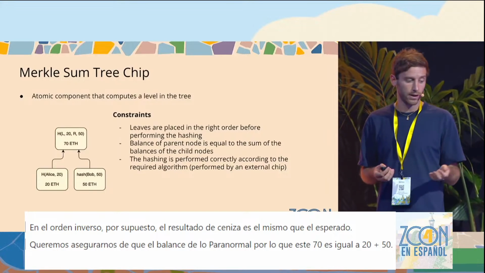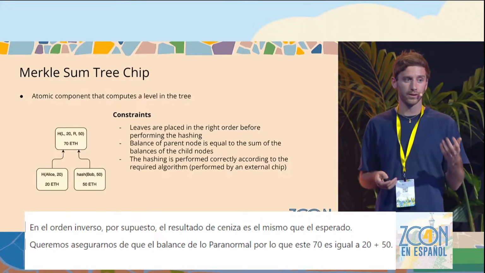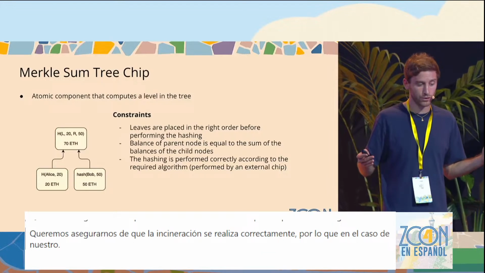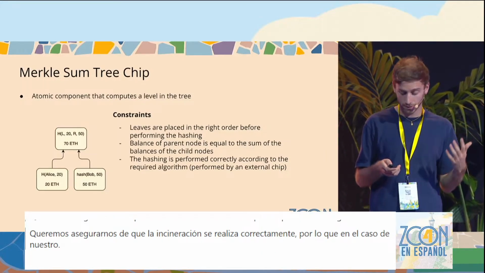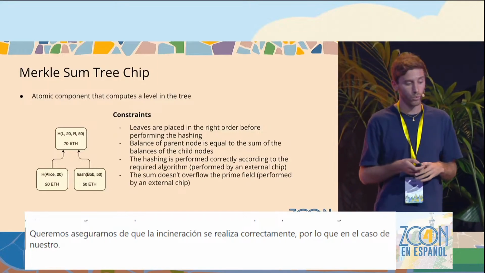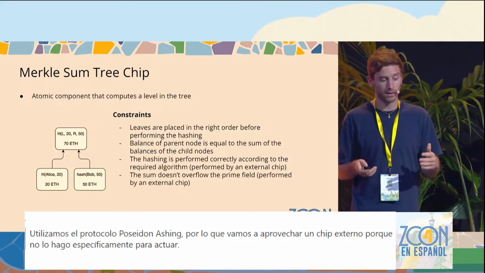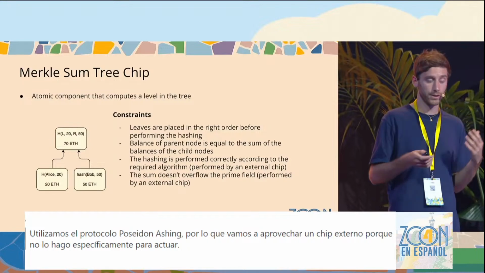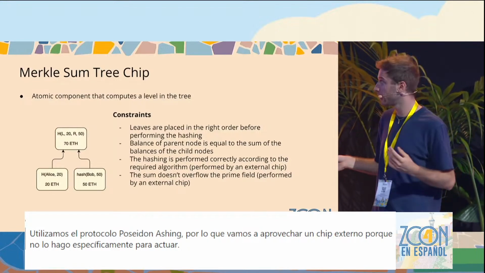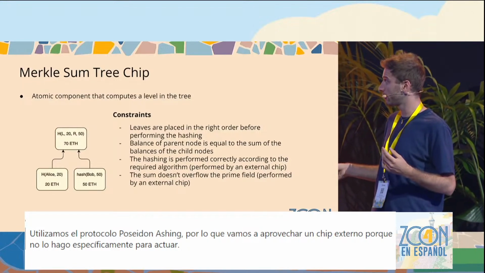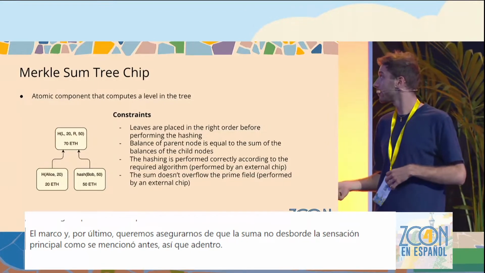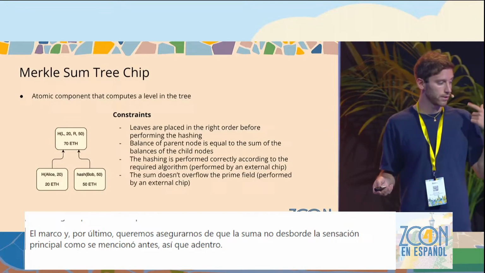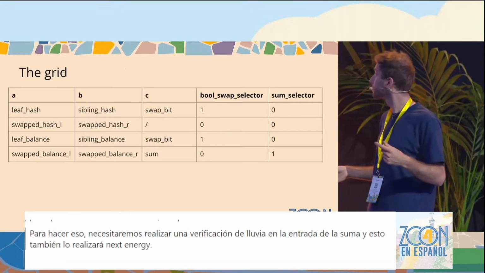We also want to make sure that the hashing is performed correctly. In the case of our protocol, we use Poseidon hashing, so we are going to leverage an external chip, Poseidon specifically, to perform this hashing. And lastly, we want to make sure that the sum doesn't overflow the prime field, as mentioned before. In order to do that, we're going to need to perform some range check on the input of the sum. This is also going to be performed by an external chip that, if we have time, we're going to go through after this.